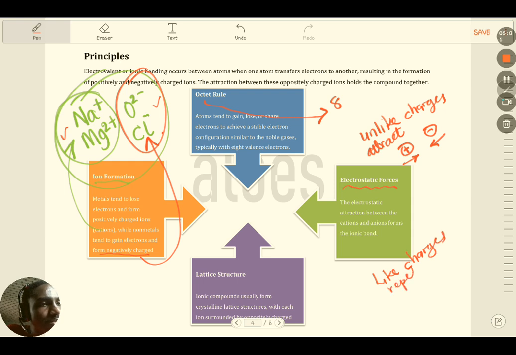Repel, which means they move away from one another. So if I have two positively charged ions or two negatively charged ions, what happens? This will move away from each other, and this will also move away from each other. So note that very clearly.